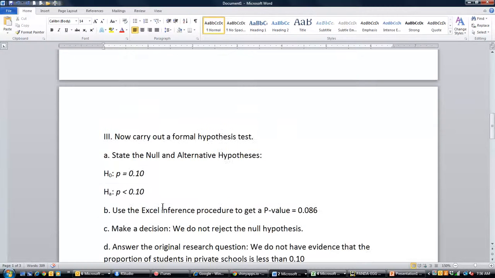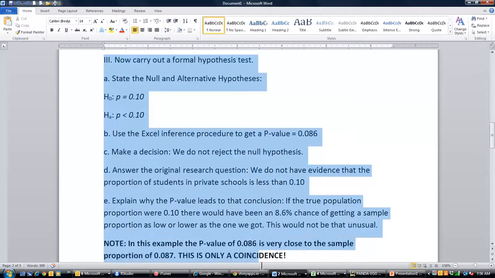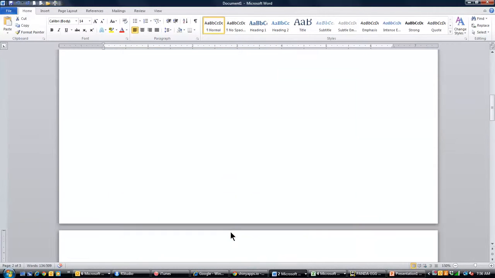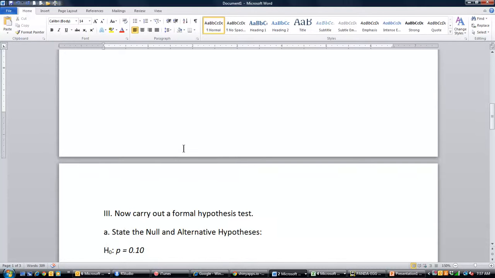So when you're actually doing a hypothesis test, step 3 is what you'll do. But step 2 will give you some intuition and let you see what's going on. It shows you what happens if the proportion were 0.10 and you went out and took multiple samples of size, well in this case, 990. So hopefully this helps a little bit with hypothesis testing.